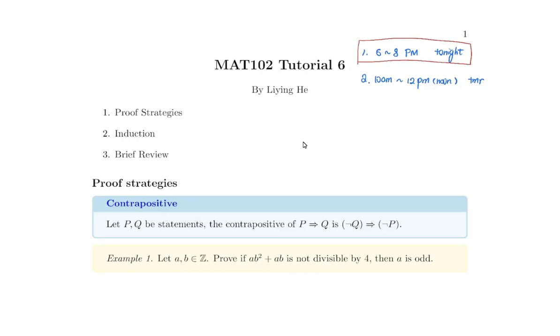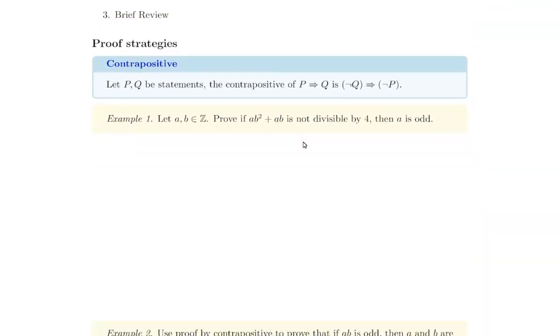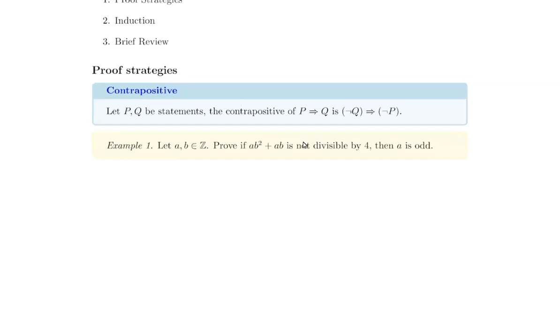Anyway, let's do the tutorials. So we will do proof strategies. We will do induction. We don't have time to do this, I'll do them in office hours. But let's start. So for proof strategies, we have three different ones. The first one is called direct proof. So you do it directly. You don't need contrapositive or contradiction. Direct proof. Okay, so that's the first one.